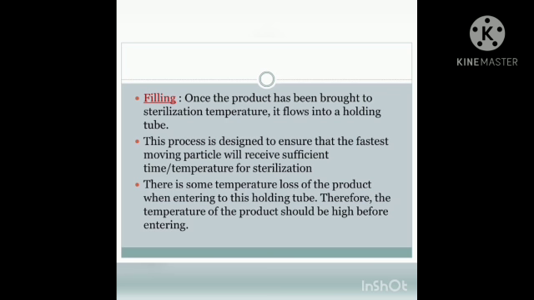Filling. Once the product has been brought to sterilization temperature, it flows into a holding tube. This process is designed to ensure that the fastest moving particle will receive sufficient time and temperature for sterilization. There is some temperature loss of the product when entering this holding tube. Therefore, the temperature of the product should be high before entering, so that even if the temperature drops, it will still at least be at the prescribed temperature.